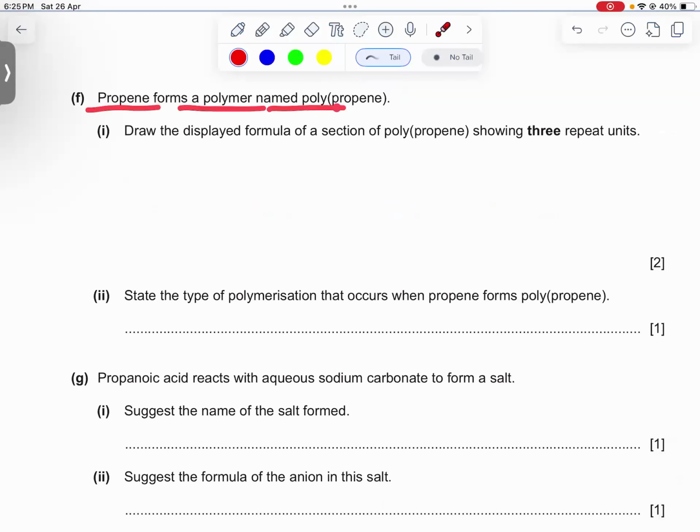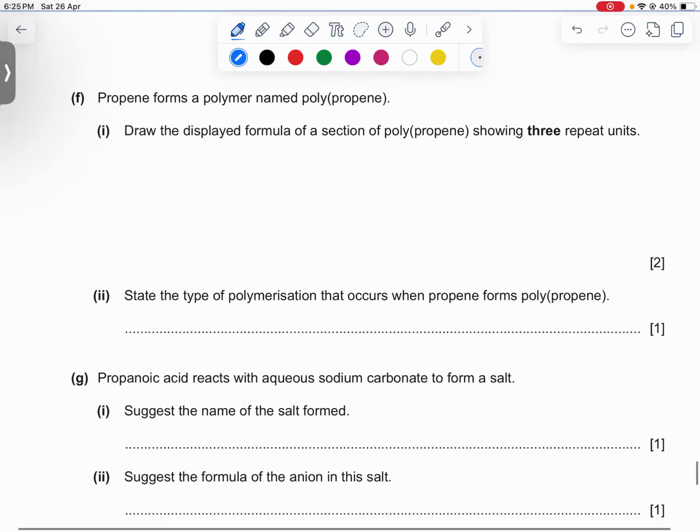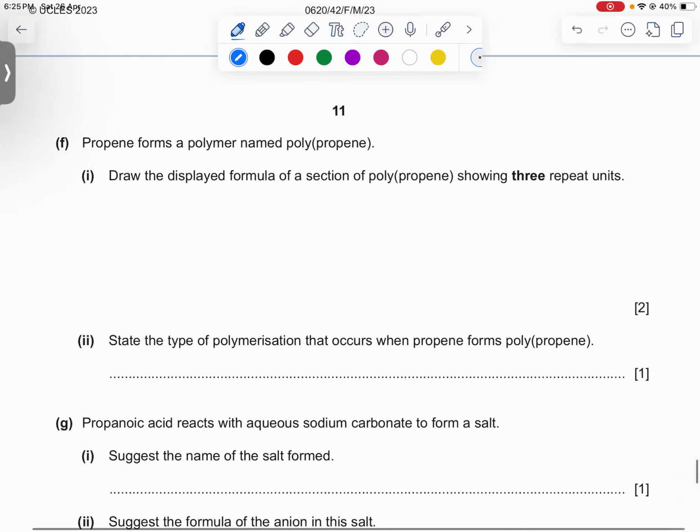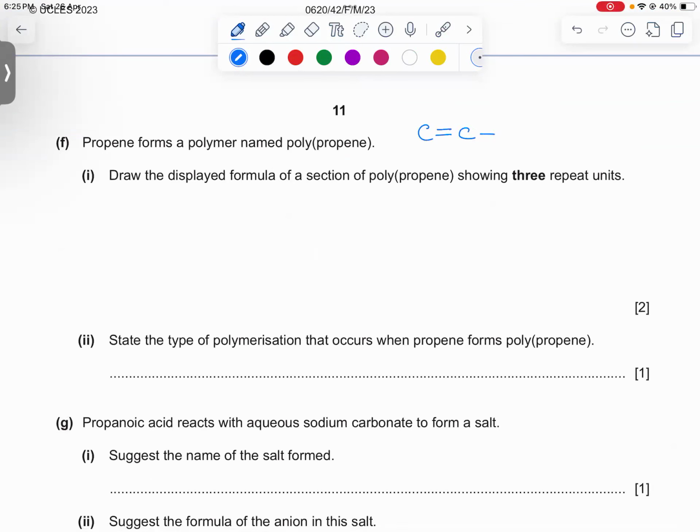Propene forms a polymer named polypropene. Draw the displayed formula of a section of polypropene showing 3 repeat units. So first of all, you want to draw propene. So carbon, carbon double bond, and carbon again. And then this is hydrogen, this is hydrogen, and so on for all the hydrogens. This is just the simple monomer of propene.